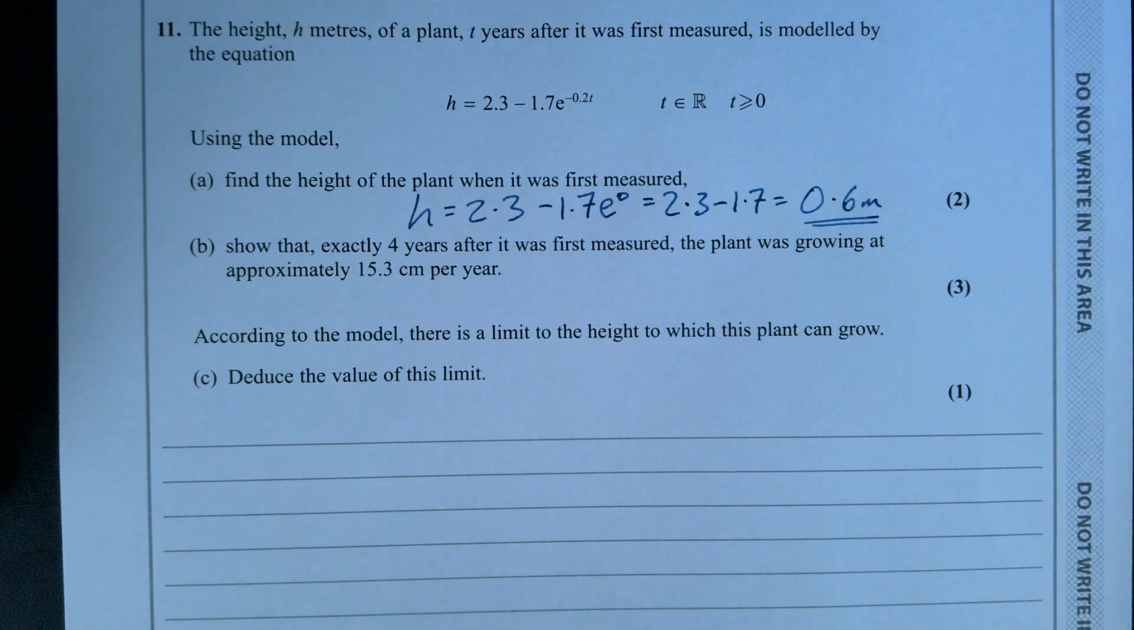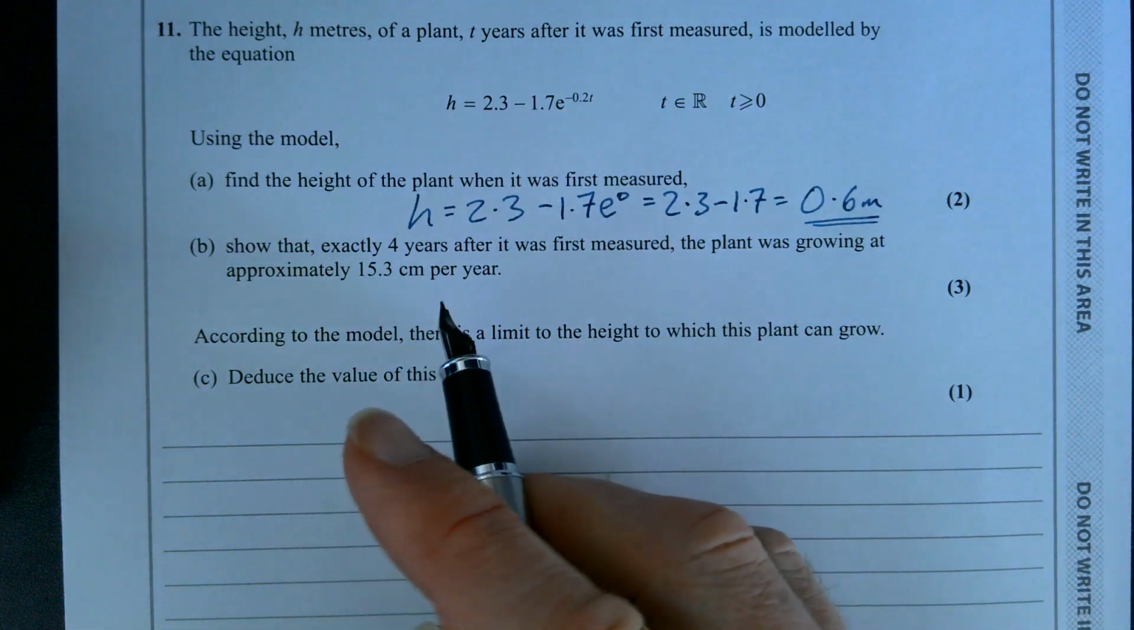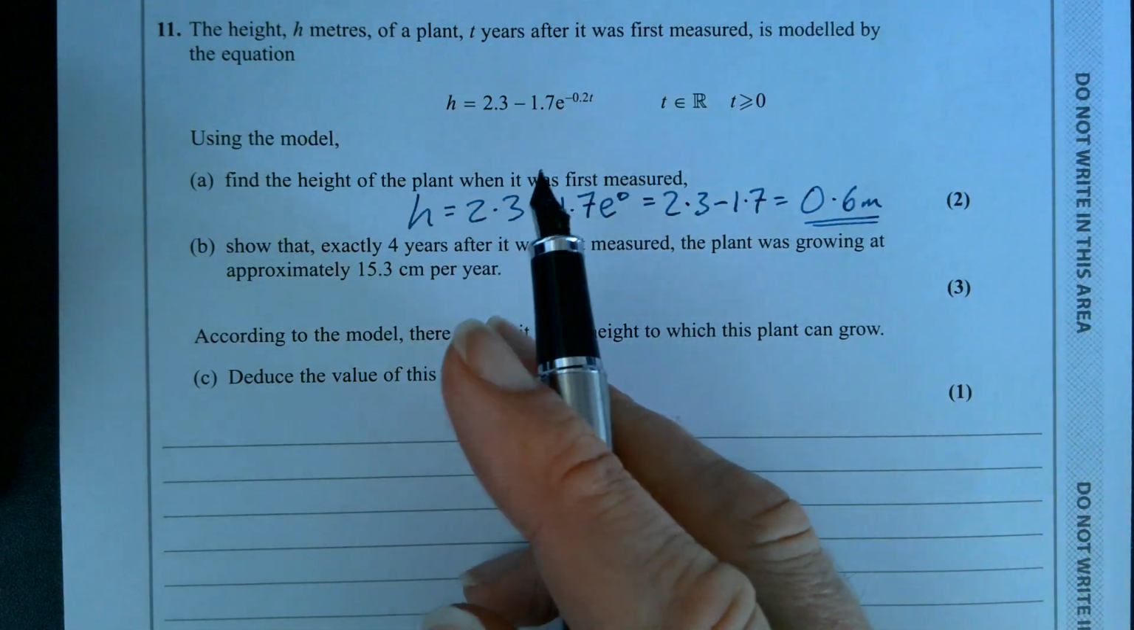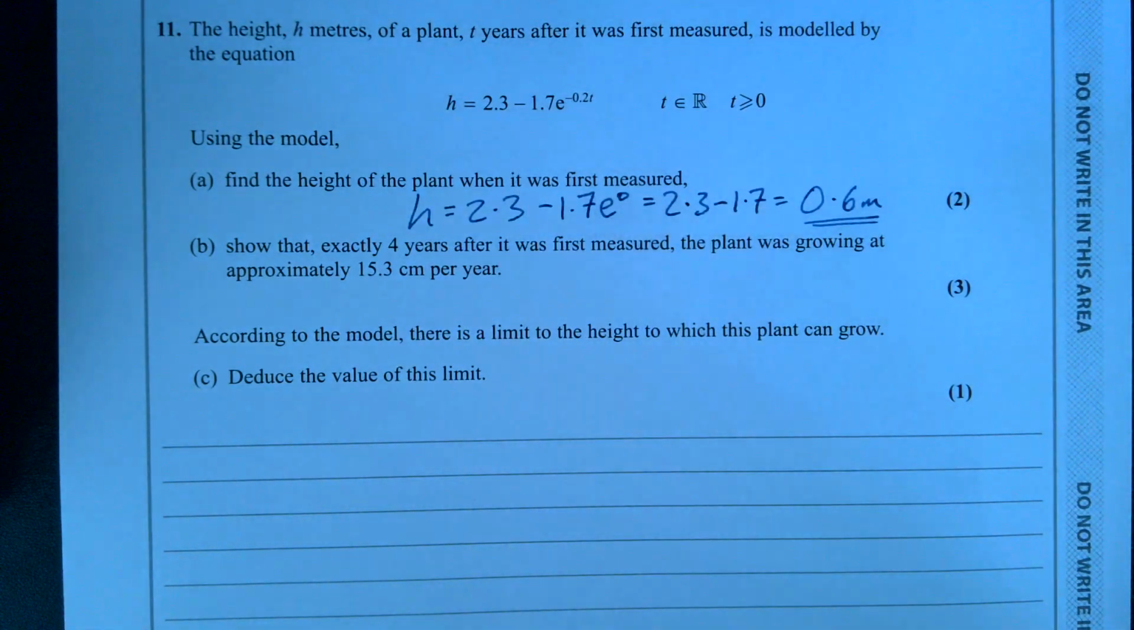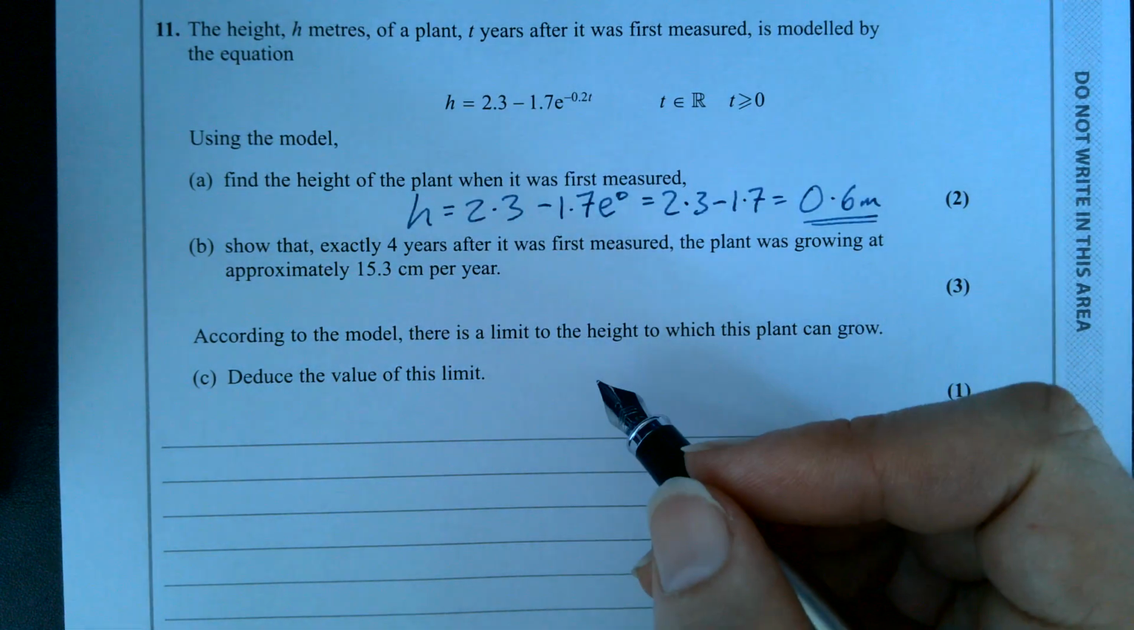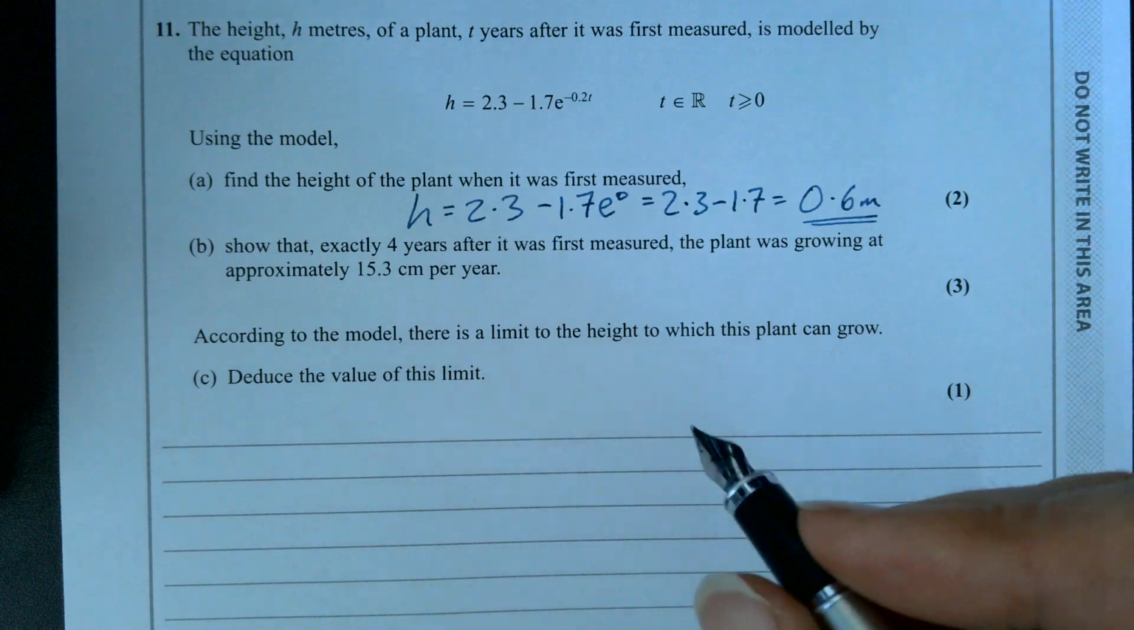Showing that exactly 4 years after it was first measured, the plant was growing at a rate of that. Well, to get the rate of growth, as opposed to just the height, we need to differentiate what's on here. And that's why we use e, because differentiating e is actually quite simple.